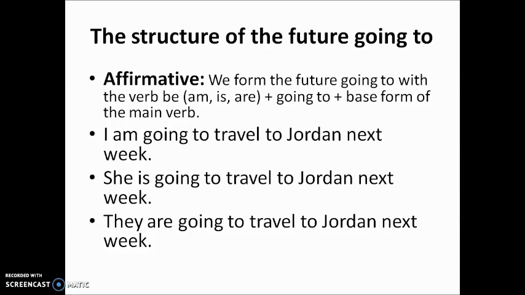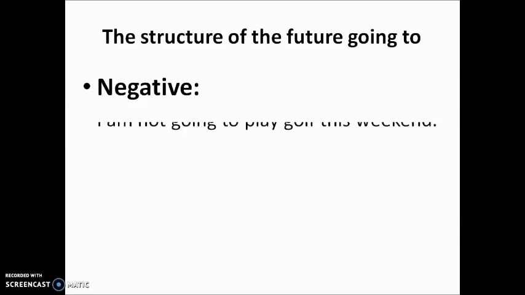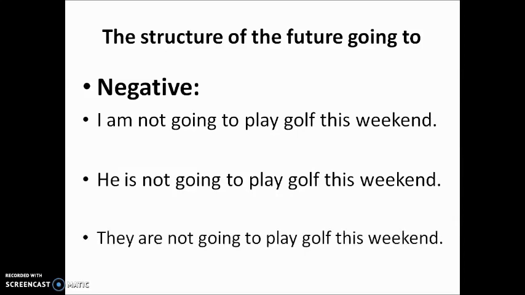Let's move to the negative form. In negative, we can say am not, is not, or are not. Let's take some examples. I am not going to play golf this weekend. He is not going to play golf this weekend. They are not going to play golf this weekend. We use the verb be with not plus going to and the base form of the main verb.